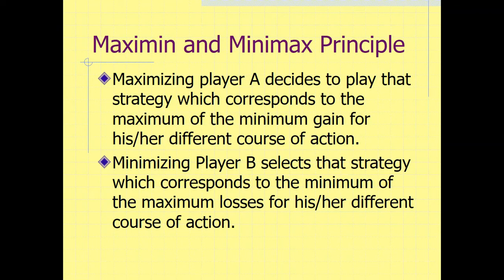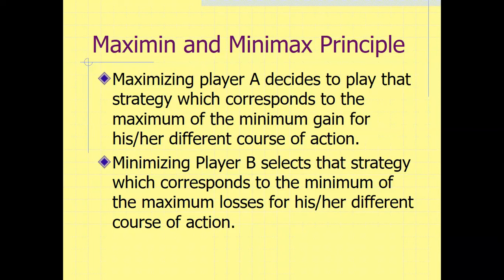Now let us discuss this maximin and minimax principle. According to this principle, the player adopts a pessimistic attitude and plays safe. That is, his strategy is always that which results in the best of the worst outcomes. In other words, player X or player A, whatever we name it, the maximizing player decides to play that strategy which corresponds to the maximum of the minimum gain for his different courses of action. This is known as maximin principle.